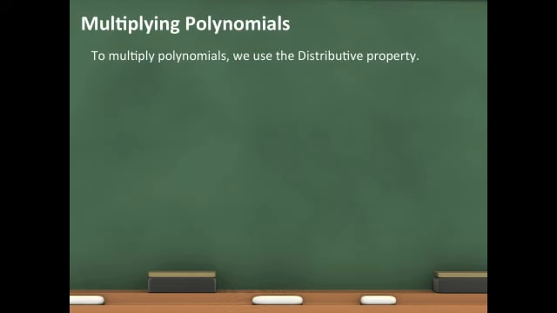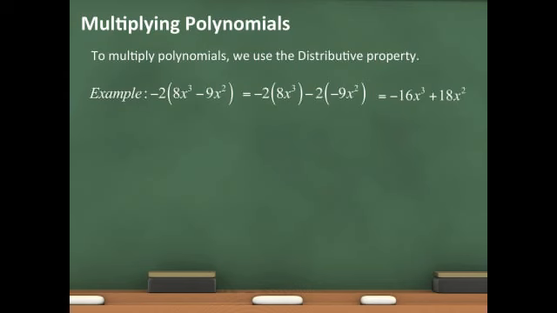To multiply polynomials, we use the distributive property. Let's look at some examples. Negative 2 times 8x to the third power minus 9x to the second power. By using the distributive property, we can rewrite the problem as negative 2 times 8x to the third power minus 2 times negative 9x to the second power. Next, we multiply and we get negative 16x to the third power plus 18x to the second power.